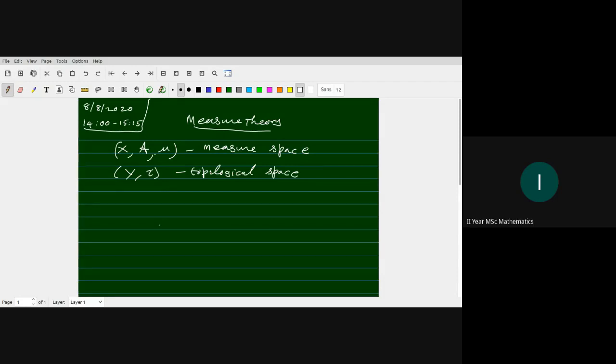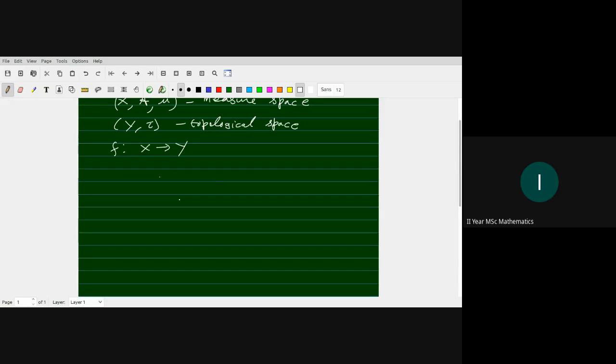Okay, so we take X, a measure space, and (Y, tau), a topological space. F is a map from X to Y. Then the first result is: omega is the set of all subsets E of Y such that its inverse image belongs to script A. This set is a sigma algebra.